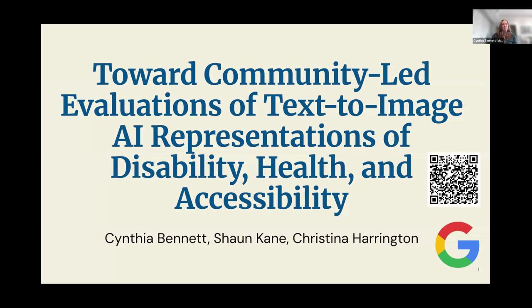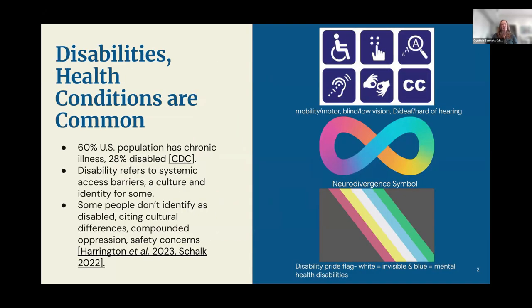Next slide. So disabilities and health conditions are quite common in the US. About 60% of people have a chronic illness and 28% of people identify as having a disability. Disabilities refer to systemic access barriers that people encounter between them and their environment. And it's also considered a culture and identity for some people.